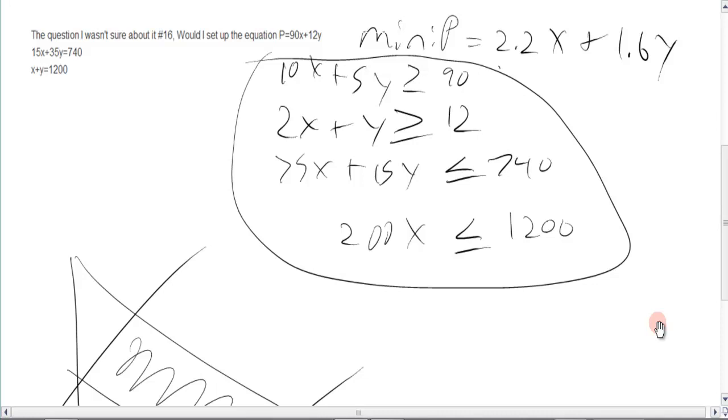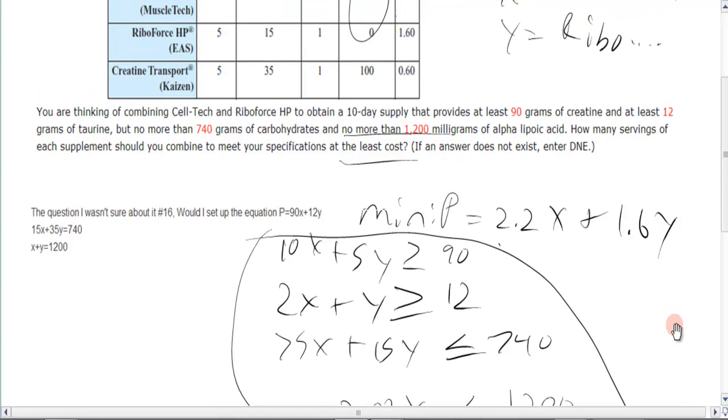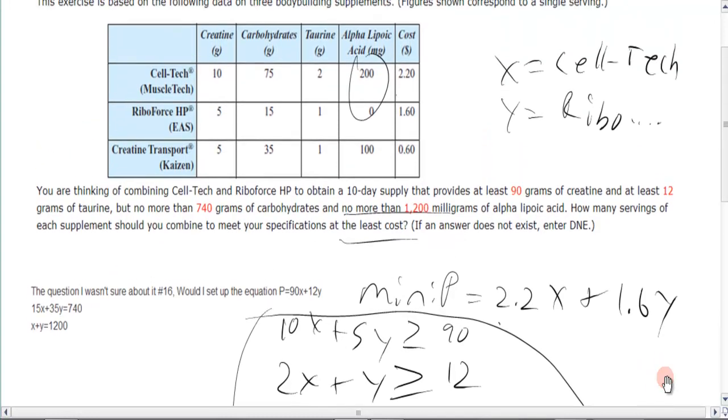Okay, so take a look at those equations and really think hard about what you're saying when you say, for example, x plus y equals 1,200. Because then what you're saying is the number of servings of Celtec plus the number of servings of riboforce had better equal 1,200. 1,200 servings? You meant to say milligrams of acid.